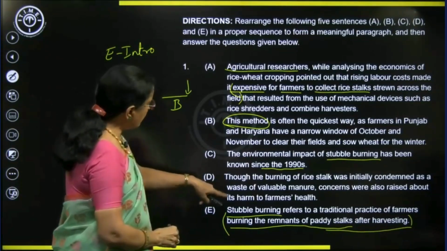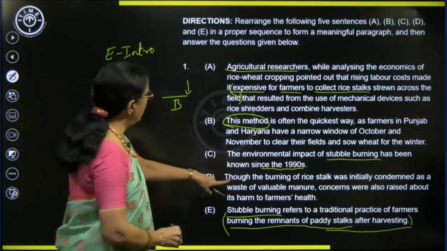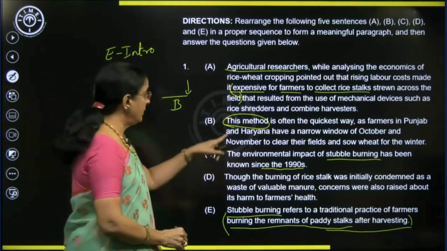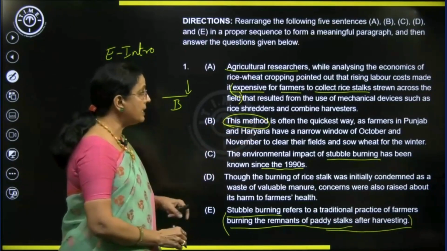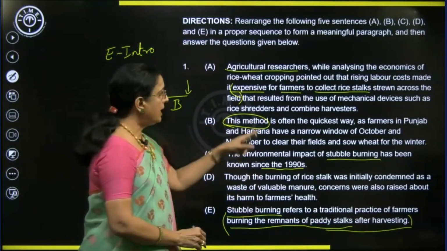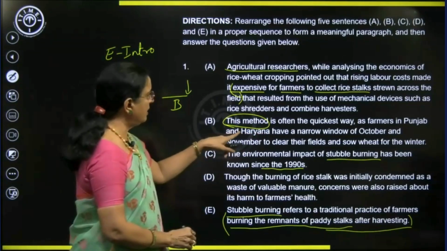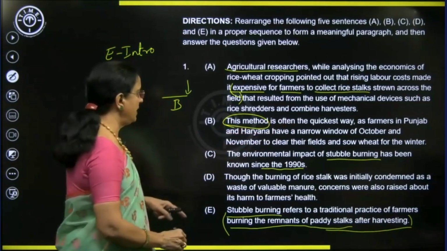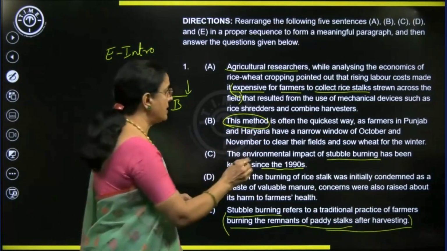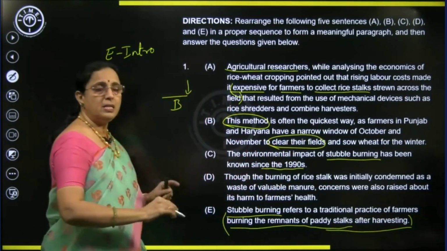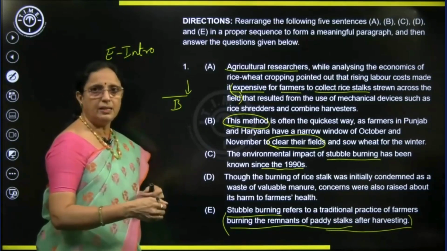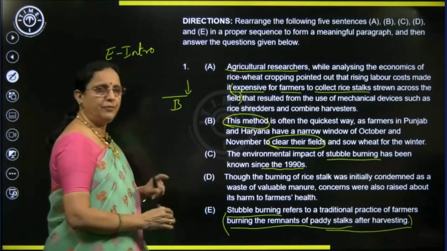And what should come after that? Alright, not this one, not this one, not this one, right? What is that? This method, fine. This method is often the quickest way, stubble burning, as farmers in Punjab and Haryana have a narrow window of October and November to clear their fields and sow wheat for winter. Do you understand? So, they burn them instead of picking them, collecting them and throwing them out of the fields.